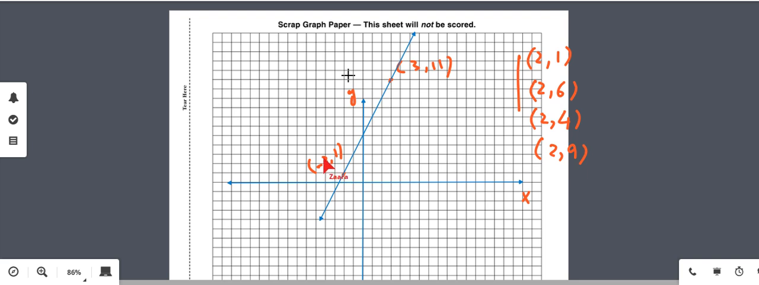(2, 1) is nowhere near. Okay. (2, 6) is not. Sorry, 1, 2, 3, 4, 5, 6. It is not. (2, 4) is not. So (2, 9). This point is on the curve, and this point is (2, 9). Right? Yes. So we will say that (2, 9) is on the curve.